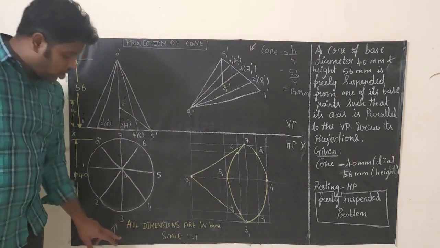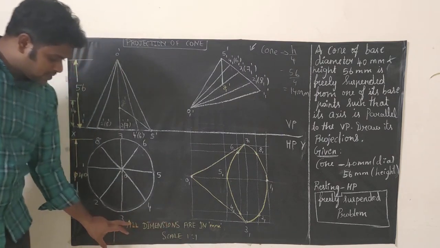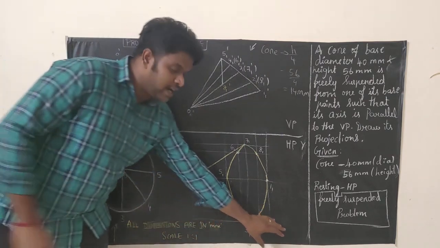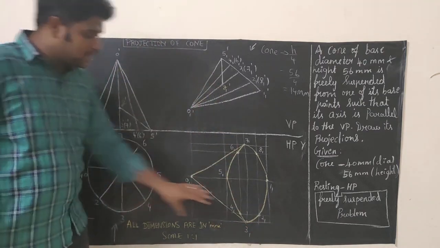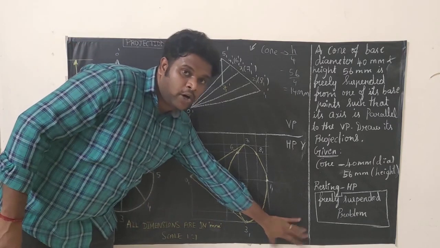Finally you have to write: all dimensions are in mm, scale 1:1. The height of the text is 10 mm. All dimensions are in mm, scale 1:1 should be written at the right bottom corner. Since I do not have space here, I have just written it here. You have to write it at the right bottom of your page.